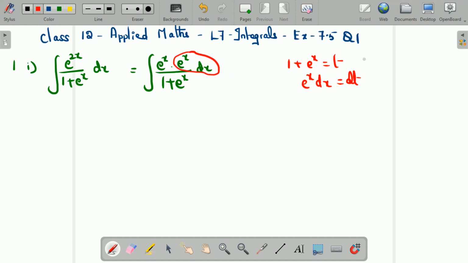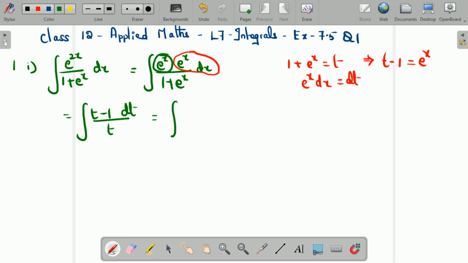For the other e power x, we can use this form as e power x will be written as t minus 1. So now let's make the substitutions here. So the numerator will change. This e power x, I am translating it as t minus 1, and e power x dx, this part, is going to become dt divided by t.